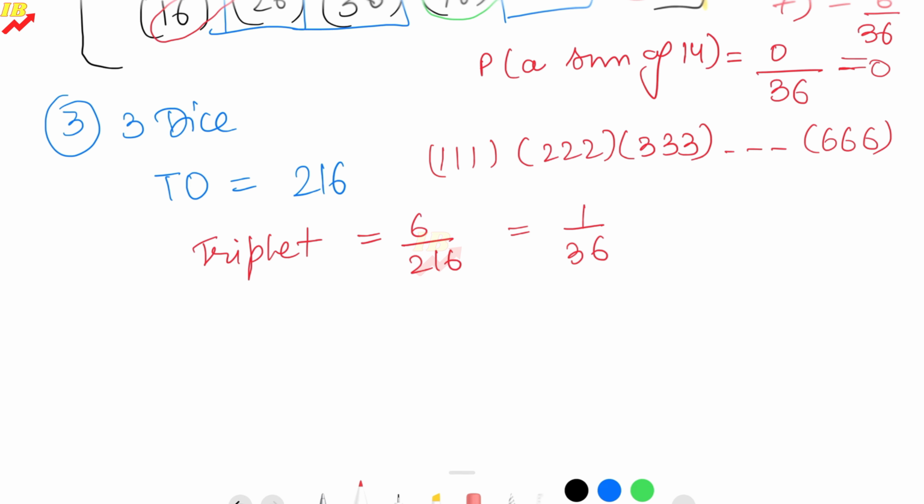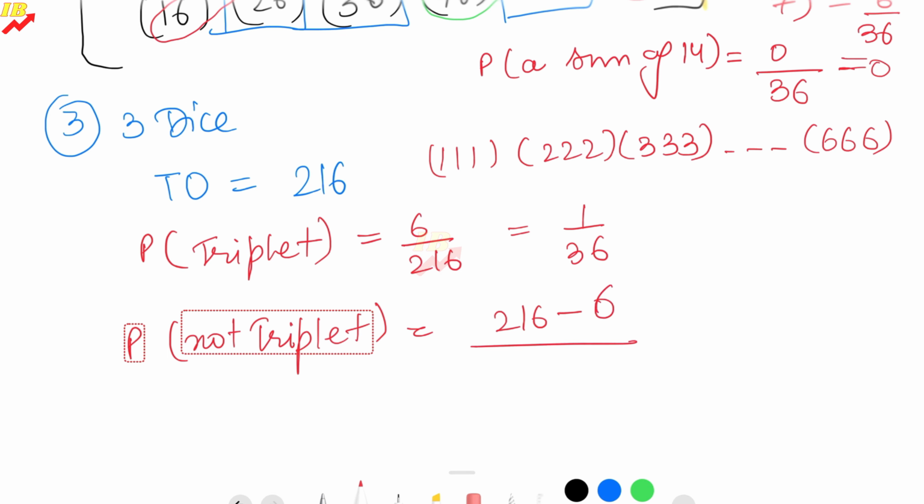And they can even ask you about a non-triplet, right? So let's write the probability here to make it more clear. Not getting a triplet is basically 216 minus 6 over 216, right? Which is 210 over 216, which you can again simplify to get your final solution, right? Always remember you need to simplify your answers at the end, right?